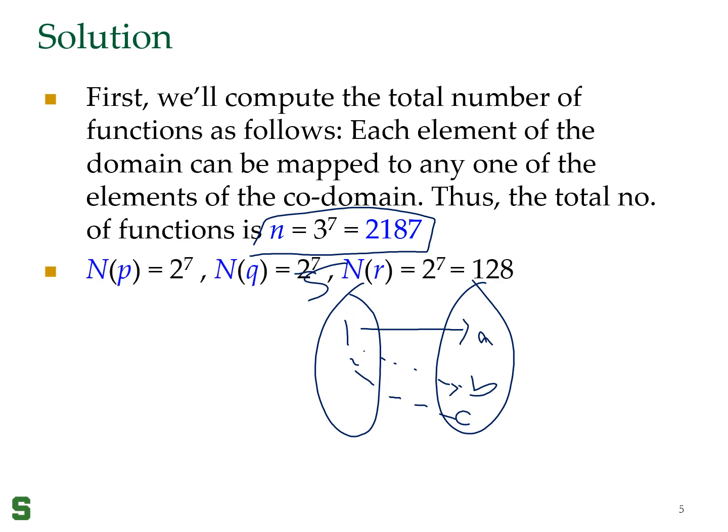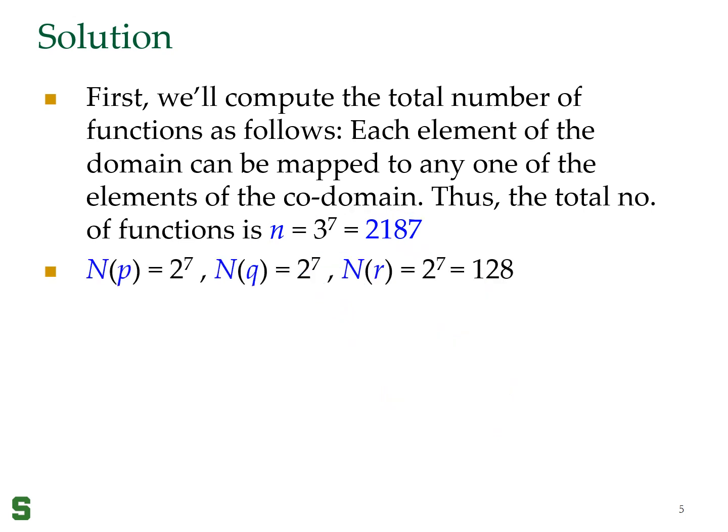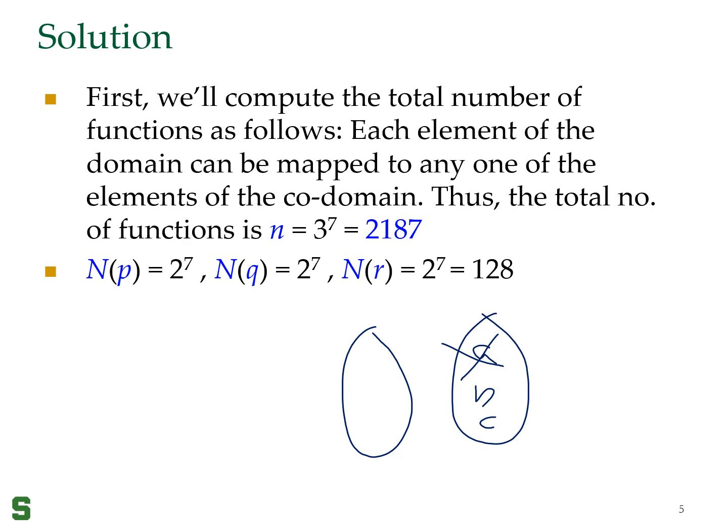Now let's look at functions that have the property P, that means A is not in the image. If A is not in the image, that means element 1 now has only two choices, either B or C. And the same thing is going to happen for 2, same thing is going to happen to 3, and so the total number of functions we have is 2 to the power 7, and same thing is going to happen for N of Q and N of R.